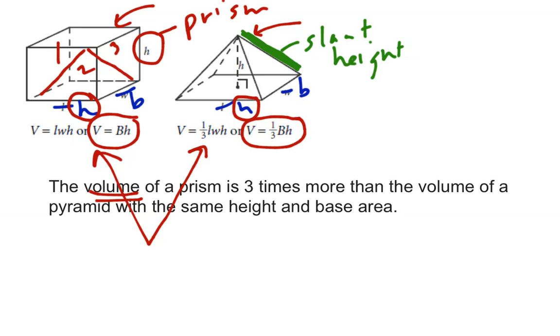If you were to drop a weight from the vertex in the pyramid straight down so that it's perpendicular to the ground or to the base, and we know height always has to be perpendicular, that would be your height. So it's from the center down that is your H, not the edge, not the slant height. Okay, so let's look at some examples.